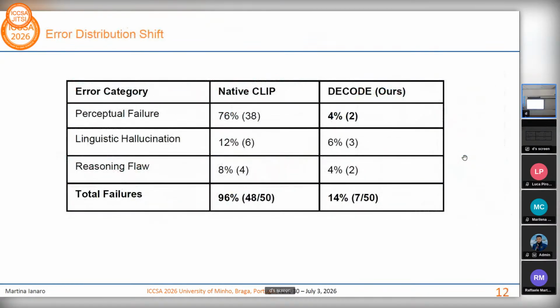So this one is the error distribution shift, on the 50 visual question answering, so on the small benchmark, the human validated one. We can see that with multimodal native CLIP we have a lot of perception failures, while for the code it is just 4%. The other categories, linguistic hallucination and reasoning flaw, remain more or less the same.